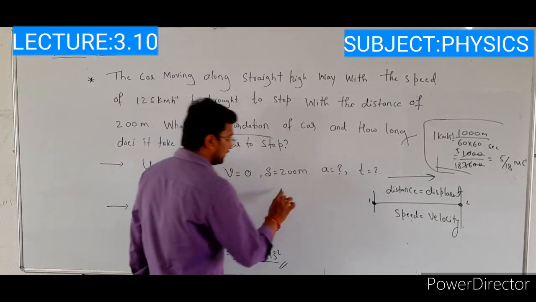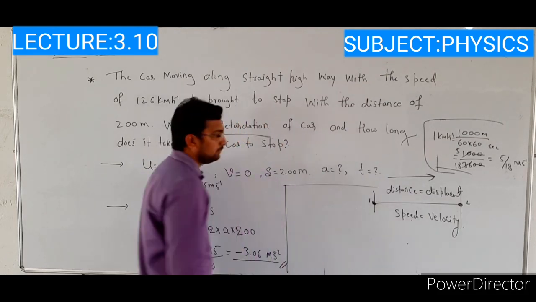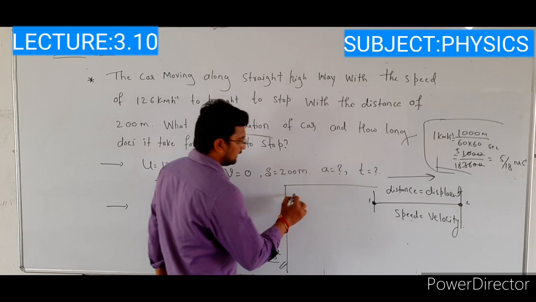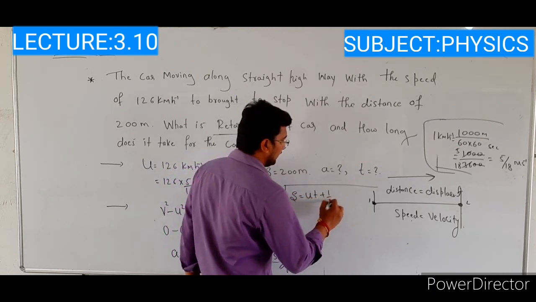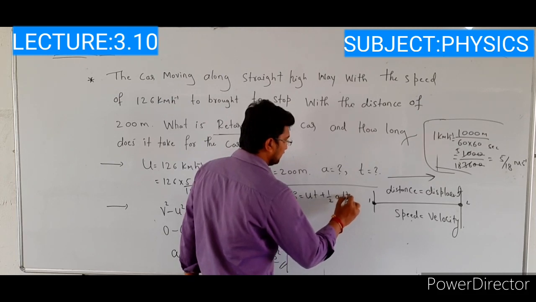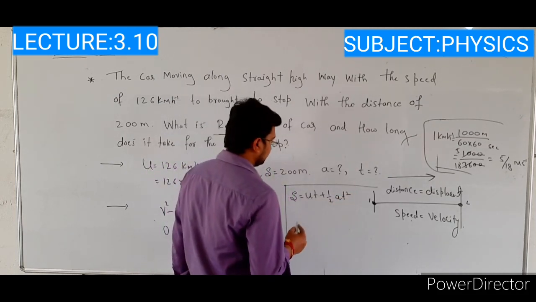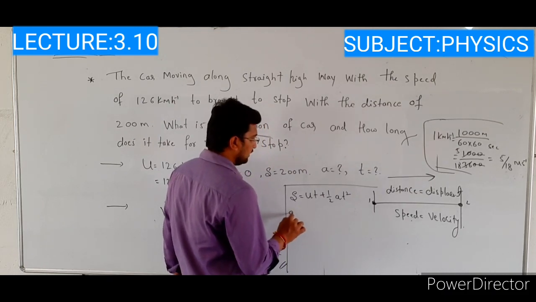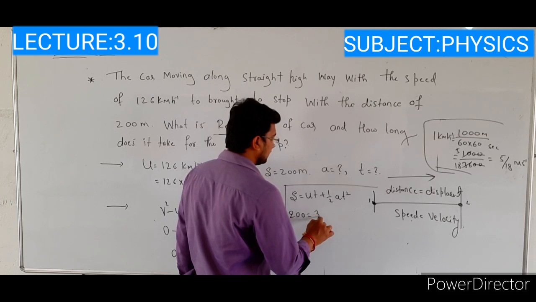Okay. The next one, we are going to find the time, right? So the formula is s is equal to ut plus half at square. The distance is given, that is 200. Then the initial velocity is 35.